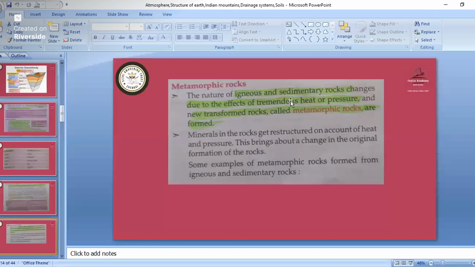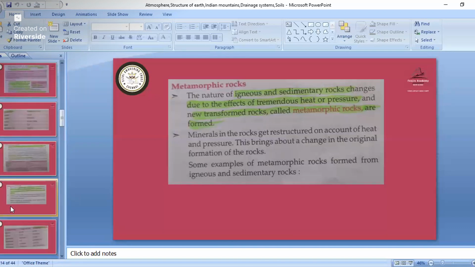Okay, we'll see about the metamorphic rocks. The nature of igneous and sedimentary rocks changes due to the effects of tremendous heat or pressure, and the new transformed rocks are known as metamorphic rocks. Minerals in the rocks get restructured on account of heat and pressure. So due to heat and pressure, all those rocks are changed to metamorphic rocks.